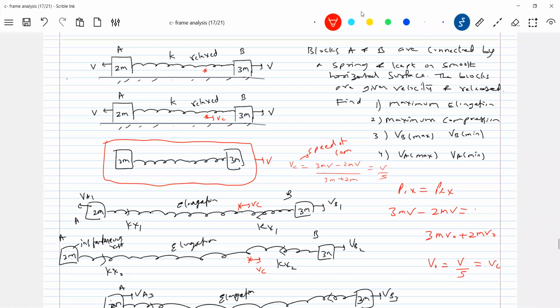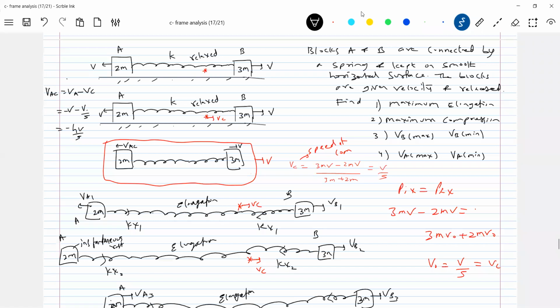VAC is equal to VA minus VC. I'll write it here. Now, VA is how much? Minus V. What is the velocity of center of mass? V by 5. So calculate 4V by 5. So this will be the velocity VAC like this.